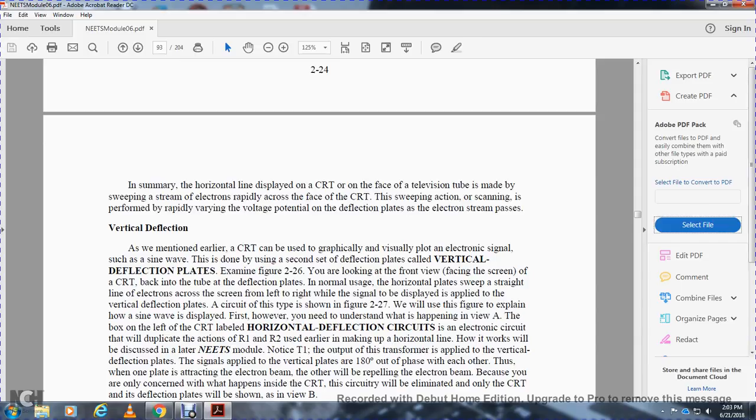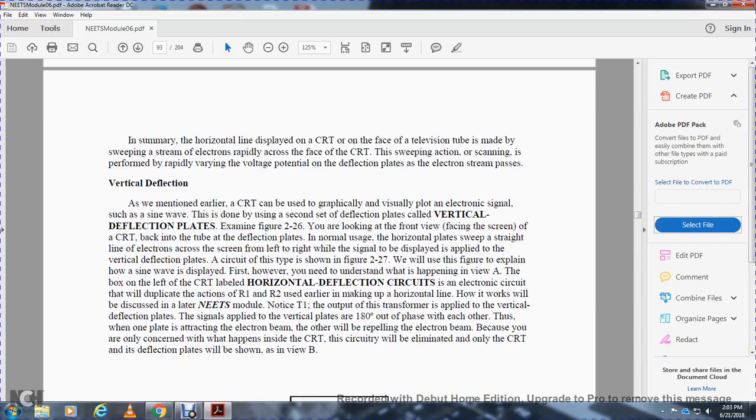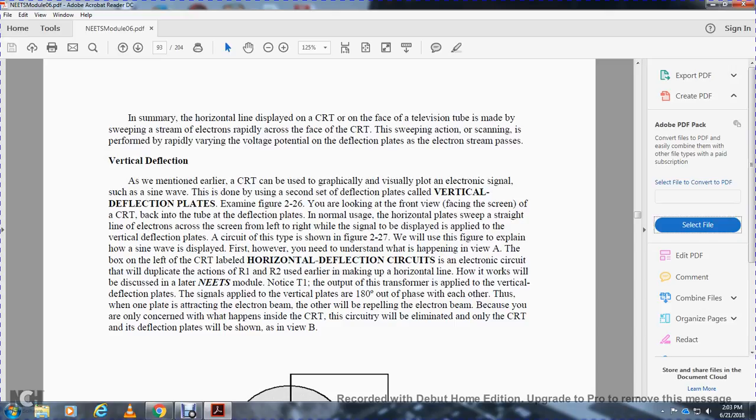The sweeping action of the scan is performed by a rapidly varying voltage potential on the deflection plates as the electron stream passes. Electrostatic deflection is a method by which the cathode ray tube can be used to graphically, visually display electrical signals, the same way that this is done with the oscilloscope. The second set of deflection plates is the vertical deflection plates.